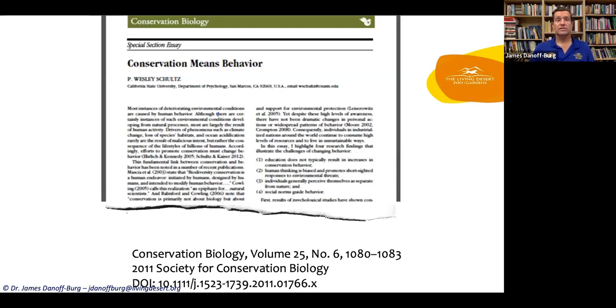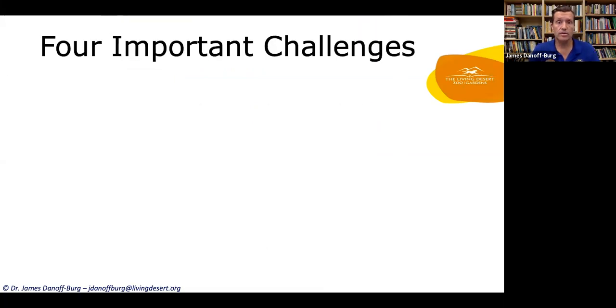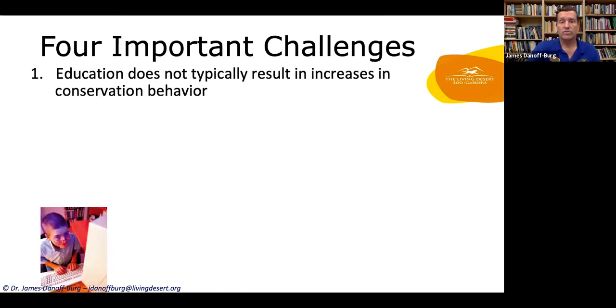And Wes published this article in 2011, the very start of the people and nature part of things, saying that conservation means behavior. Behavior is conservation, and conservation needs behavioral change. This is the citation for it. We'll have it available for you on the Facebook page as well. And within that, there are 4 important challenges that he points out.